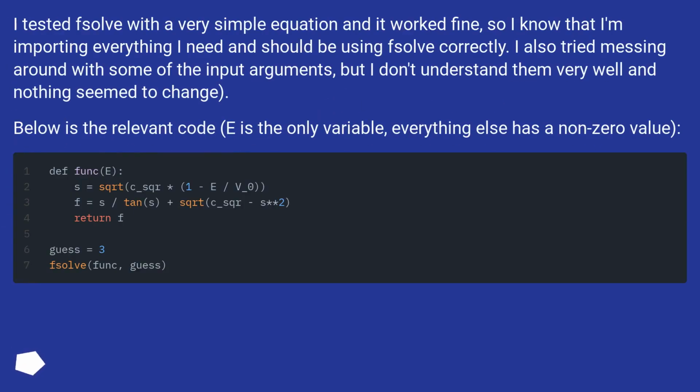I tested fsolve with a very simple equation and it worked fine, so I know that I'm importing everything I need and should be using fsolve correctly. I also tried messing around with some of the input arguments, but I don't understand them very well and nothing seemed to change. Below is the relevant code. E is the only variable, everything else has a non-zero value.